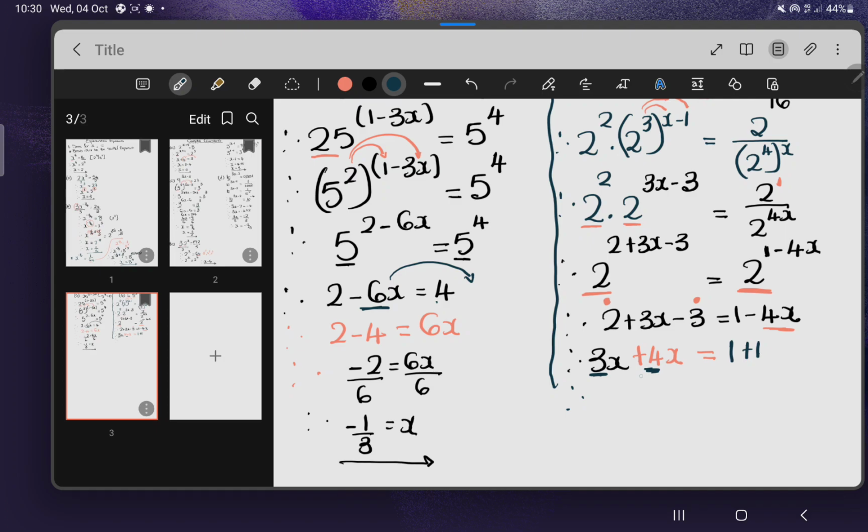When you are adding the like terms here, remember you do not add the exponent. You only add the coefficient. So that will be 7x is equal to 2. Then we divide by 7. What you do on the left-hand side must be done on the right-hand side as always. Then the final answer will be 2 over 7. I hope this is very clear and easy to understand.